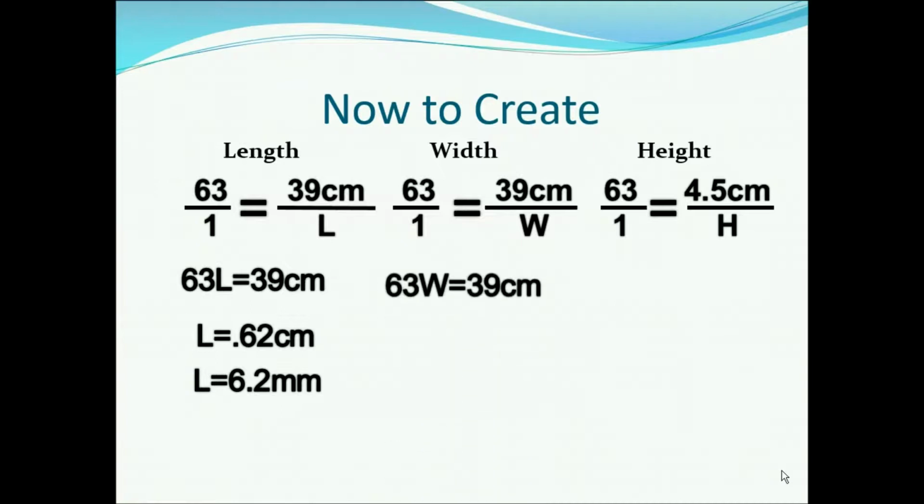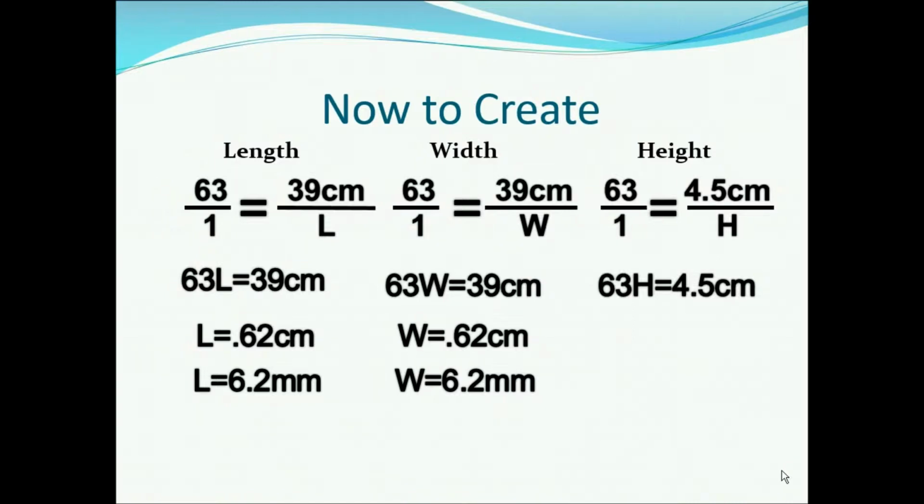Now, once again, with width, it's going to be the same exact steps. Cross multiply, divide by the coefficient, move your decimal, go from centimeters to millimeters by multiplying by 10. No changes. Height over here, still got the 63 to 1 ratio.